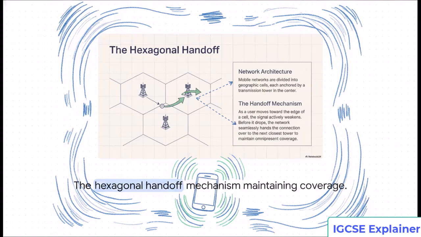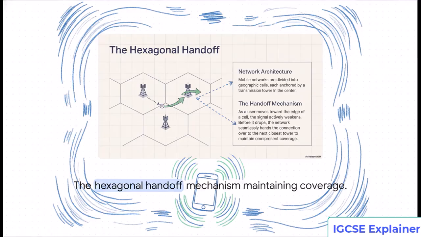Which brings us to Section 4, the mobile network revolution. For a long time, even with the web, we were still pretty much tethered to our desks. That is, until cellular networks finally cut the cord. But how does this mobile coverage actually work? Well, it's all about the hexagonal handoff. Geographic areas are divided into cells, usually shaped like hexagons, and each one is anchored by a transmission tower right in the middle.